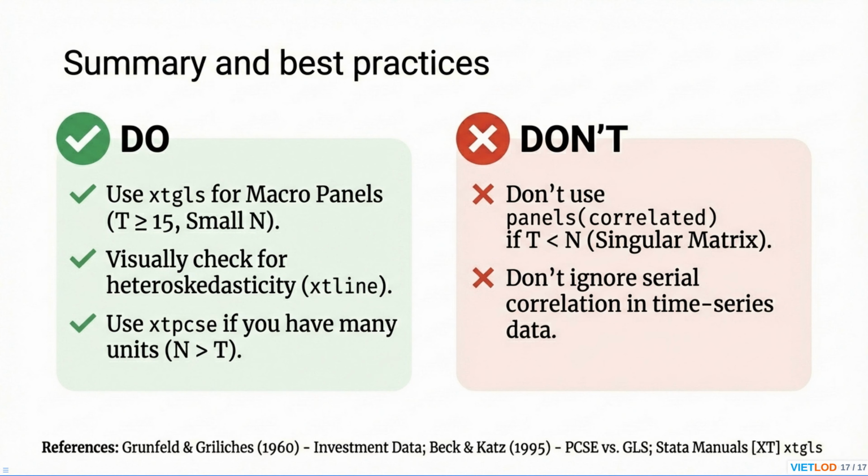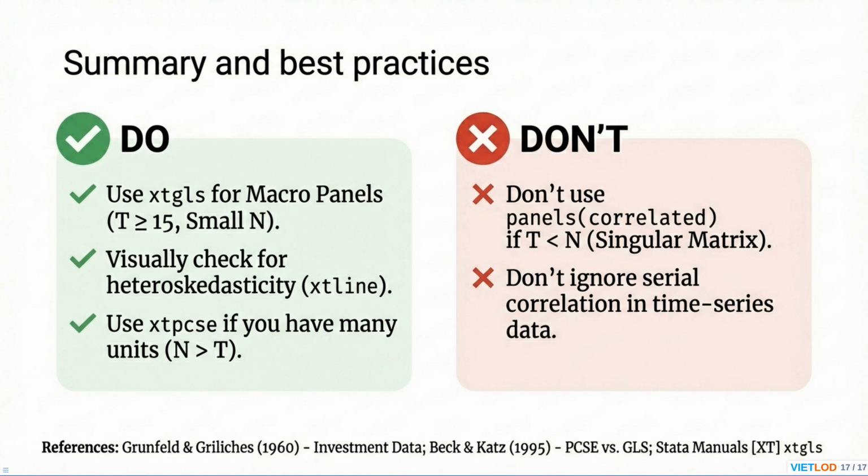To summarize our discussion on achieving efficiency in panel data analysis, let's look at some key best practices. You should use xtgls for macro panels, which are characterized by a relatively large number of time periods, typically 15 or more, and a smaller number of cross-sectional units. Before modeling, always make sure to visually inspect your data for issues like heteroskedasticity, using commands such as xtline. Furthermore, if your panel dataset has many units but fewer time periods, meaning N is greater than T, xtpcse is generally the safer and more robust choice to handle complex error structures.